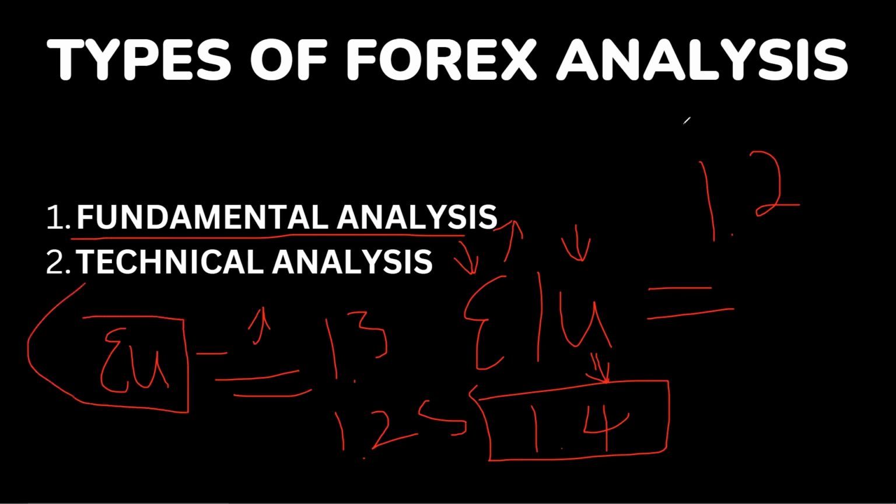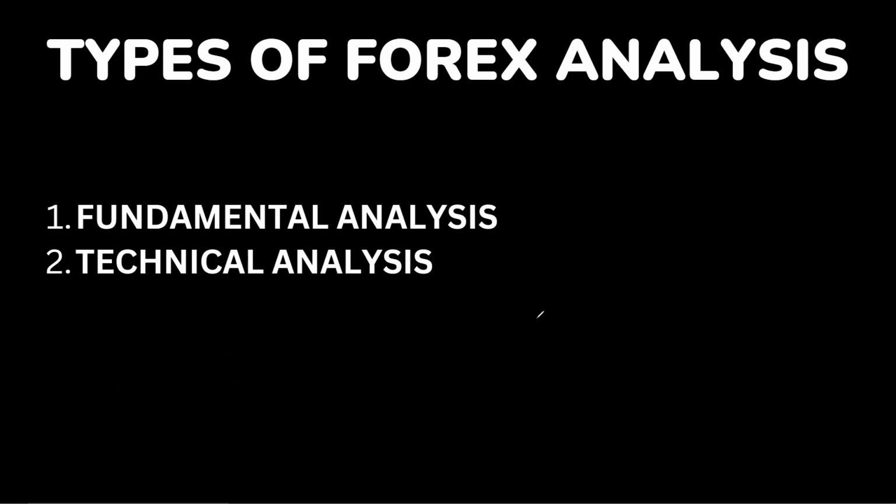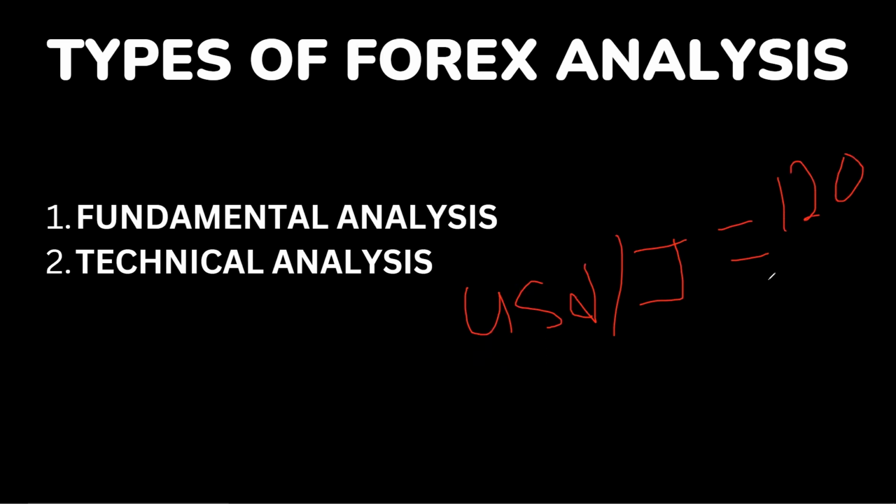This can happen for any pair. Let me use another example to explain this. We know there are many majors, right? Majors are USD pairs. So let's say we have USD JPY, and the price is about 120 points basically. So 120 point something, right? Let's say news comes out that affects the dollar negatively. We expect USD on its own to go down, and if this is going down, that means JPY has to go up, right?